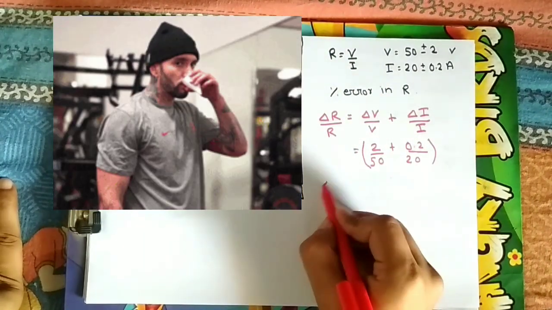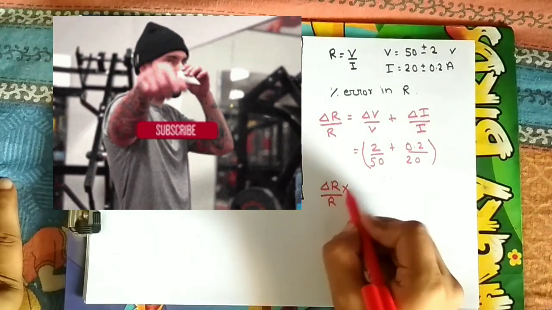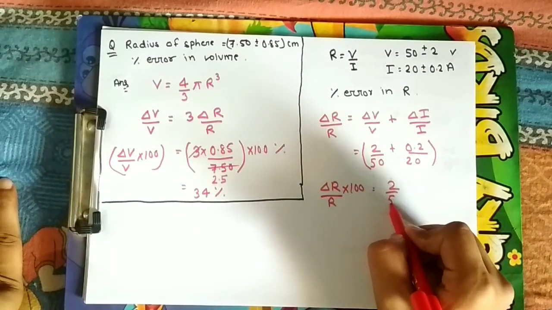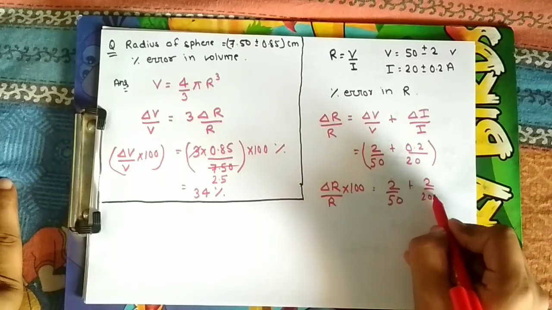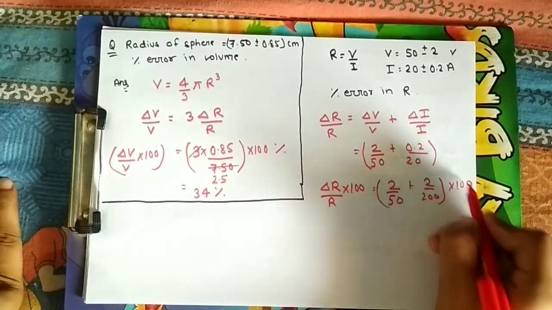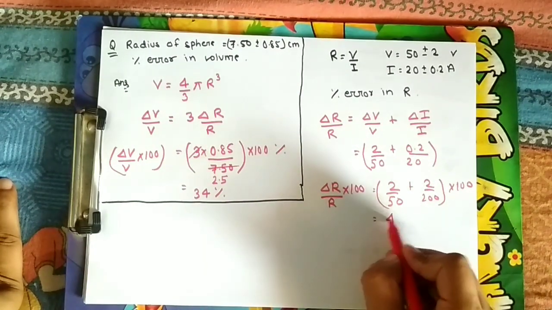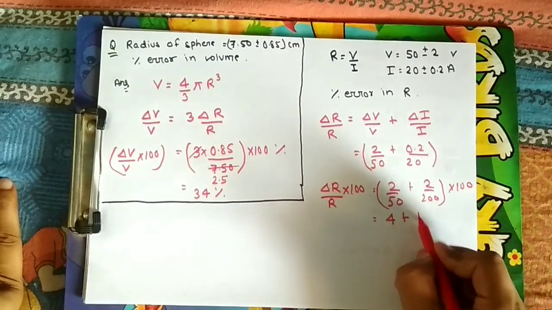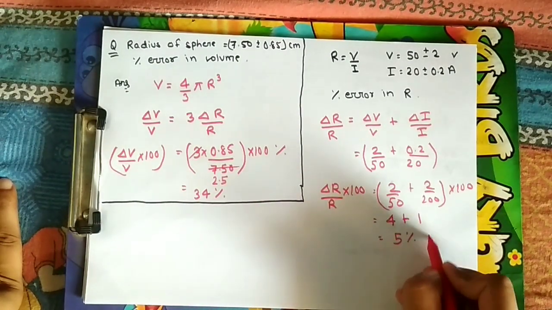It has been asked for the percentage error, so we will multiply it by 100. 2 by 50 plus 0.2 by 20, into 100. That is 4 plus 1, that is 5%. That is the answer.